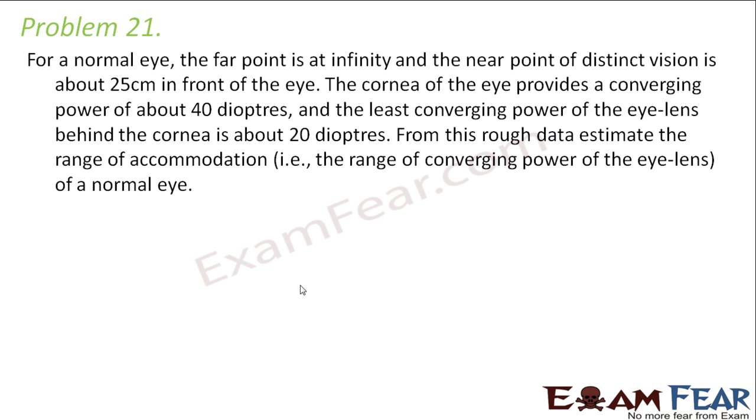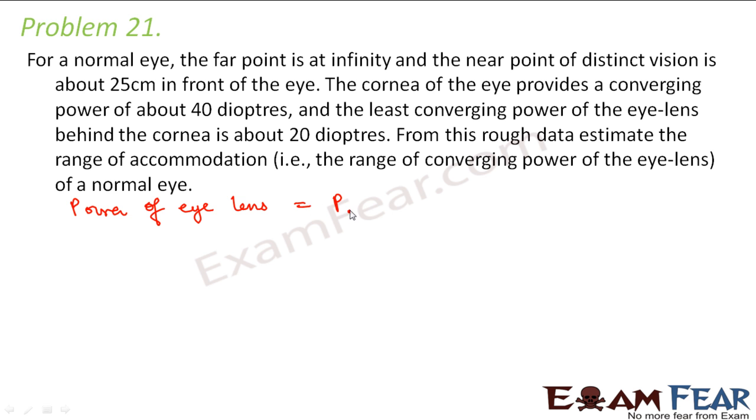It says that for a normal eye, the far point is at infinity and the near point is about 25 centimeters from the eye. The cornea of the eye provides a converging power of about 40 diopters and the least converging power of the eye lens behind the cornea is about 20 diopters. From this rough data, estimate the range of accommodation. That means what is the range of view from near point to far point. So what is the total power of the eye lens?